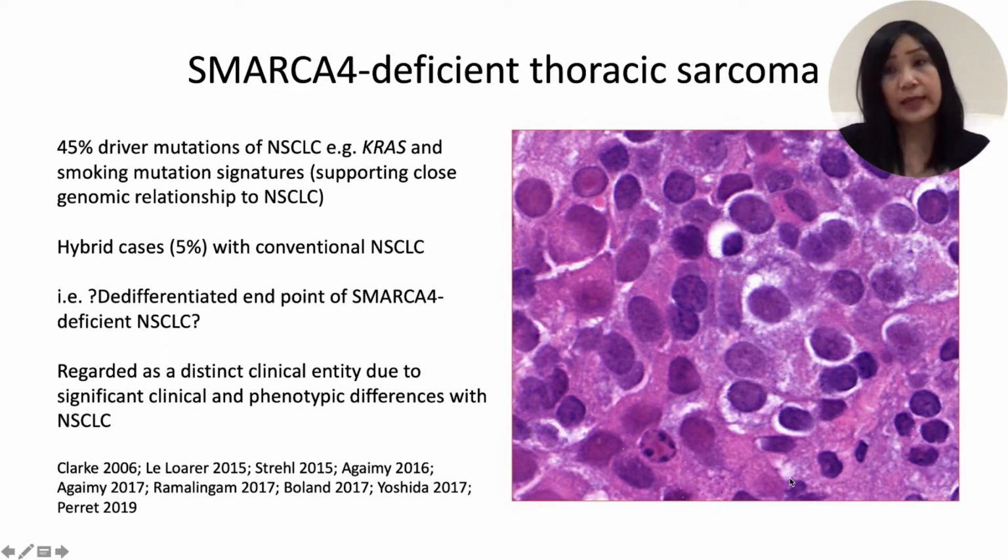So some authors have postulated whether these simply represent a de-differentiated endpoint of SMARCA4 deficient non-small cell lung cancer. It doesn't seem to be that simple because these tumours completely lose any evidence of epithelial expression, including immunohistochemically.